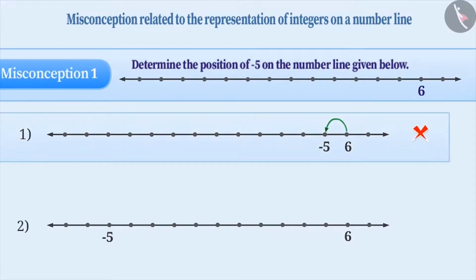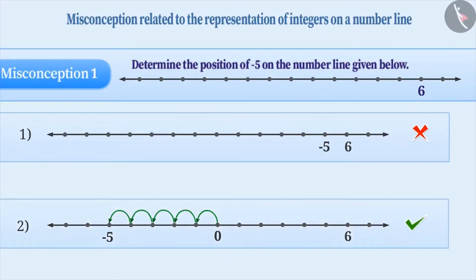This is incorrect. To find the correct position of minus 5, first find the position of 0. To do this, move 6 places to the left of number 6. By doing this, we arrive at 0. After finding the position of 0, it is easy to determine the position of minus 5. Since minus 5 is a negative number, mark it by moving 5 places to the left of 0. Therefore, the correct answer is option 2. Misconception 2.